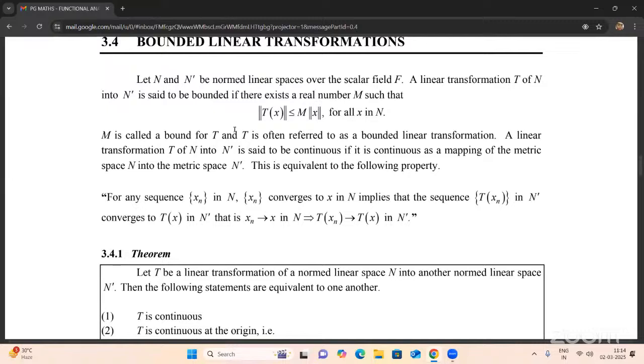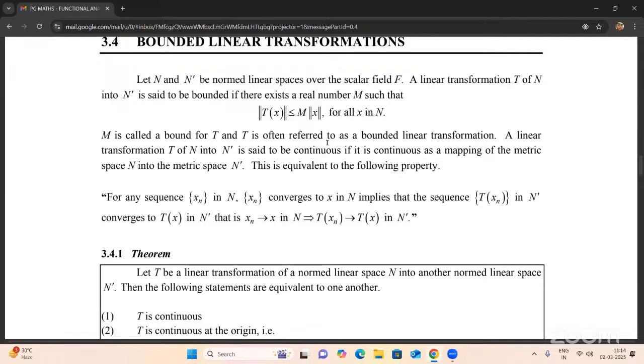Now when is it continuous? What is continuity here? Already we know one of the established properties of continuous functions. What is the property of continuous functions? Every continuous function is bounded.